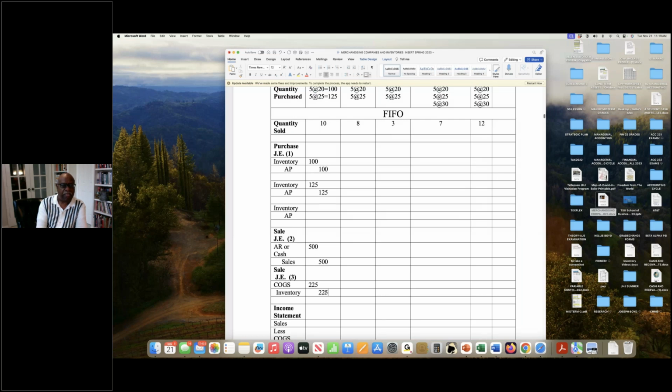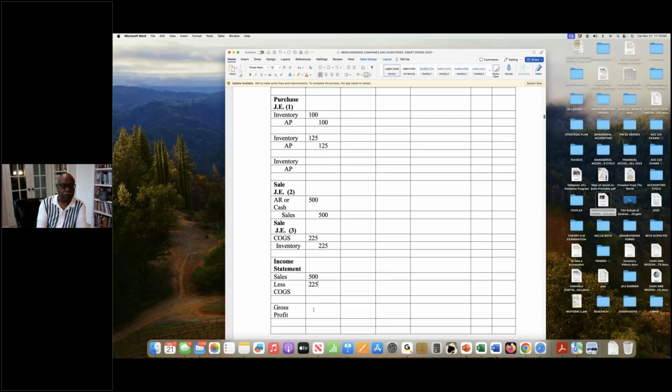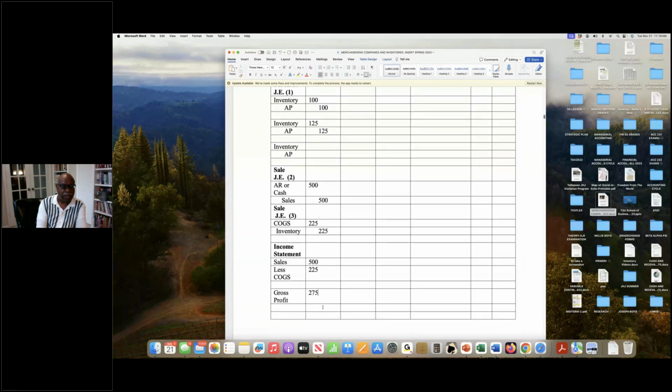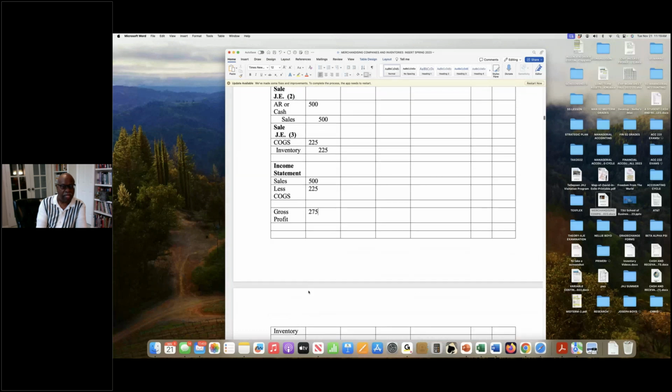Our income statement is going to show sales of 500, cost of goods sold 225. And so our gross profit is going to be 275. And we have nothing in inventory at this point. So there's nothing left in inventory. Are there any questions on this example?